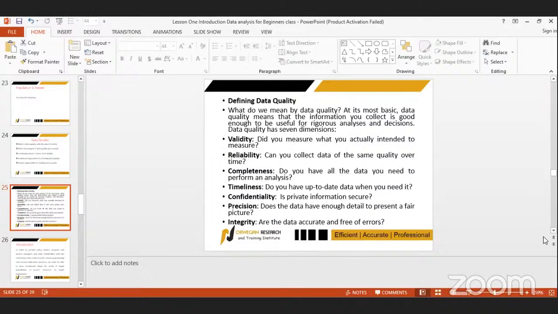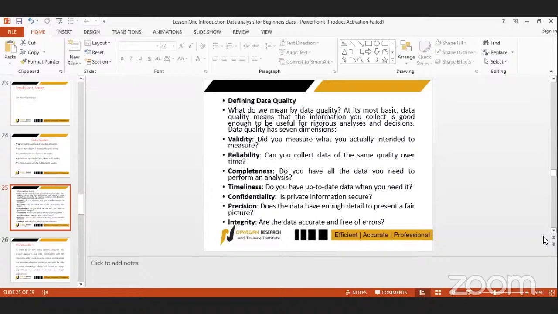Then completeness. Do you have all the data you need to perform an analysis? Then timeliness. Do you have up-to-date data when you need it? Then confidentiality. Is private information secure in your database so that it cannot be spilled over? And then precision. Does the data have enough detail to present a fair picture? And then integrity. Is the data accurate and free from errors? These are the domains of data quality.